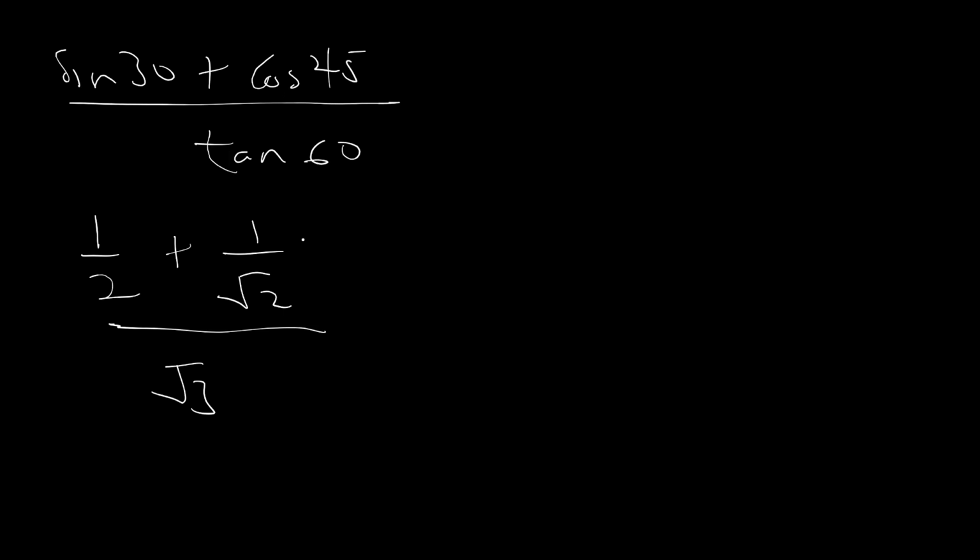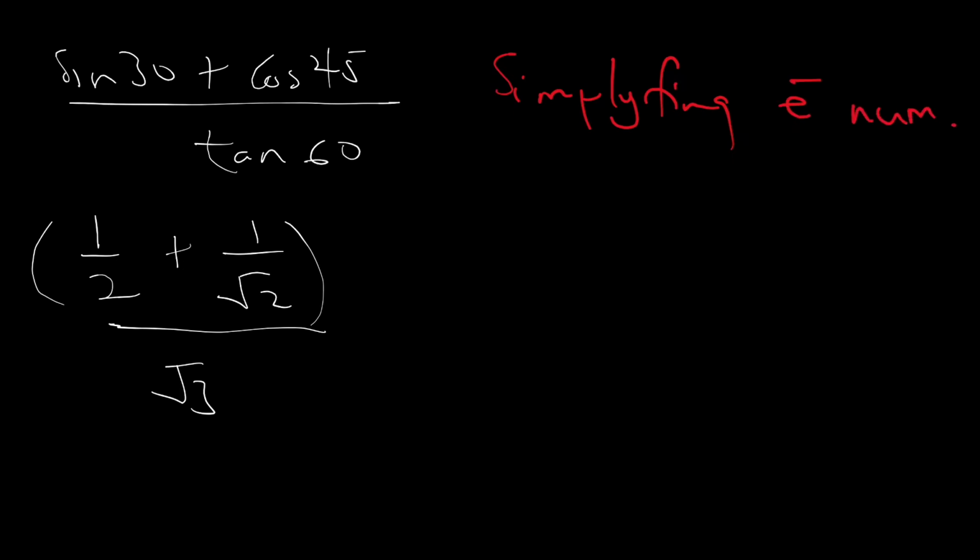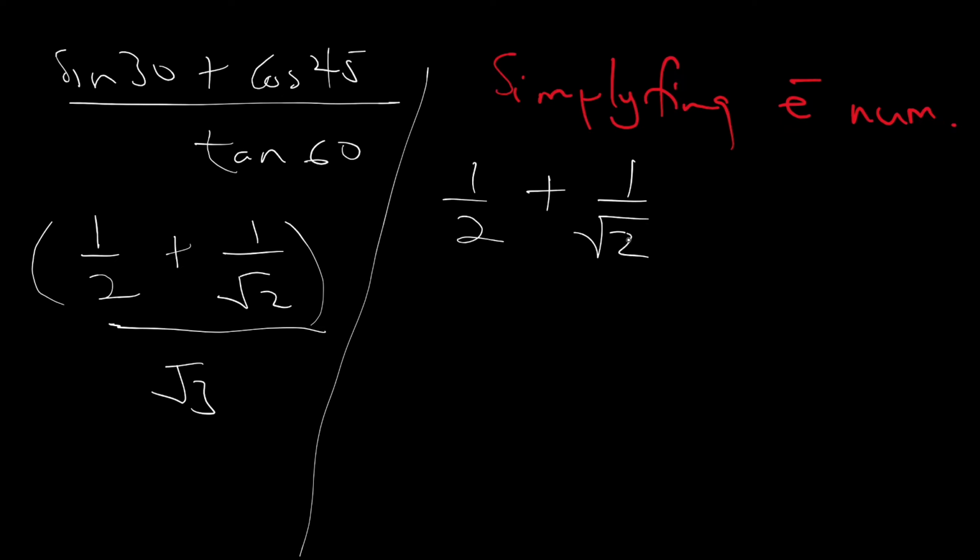So taking the numerator, which is this, and simplifying it, we have 1 over 2 plus 1 over the square root of 2. Now our LCM becomes 2 root 2. So 2 into 2 root 2, we have root 2, times 1, we have root 2, plus square root of 2 into 2 root 2, we have 2. So times 1, we have 2.